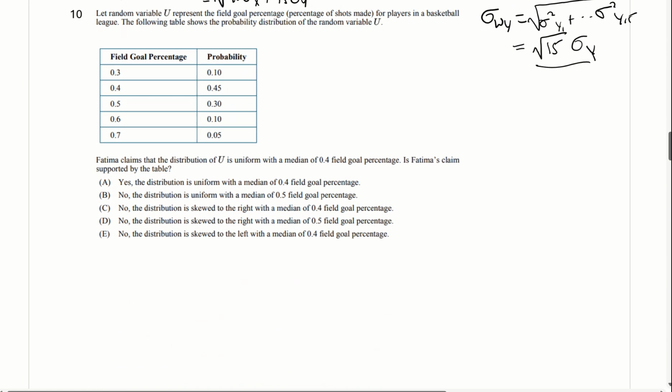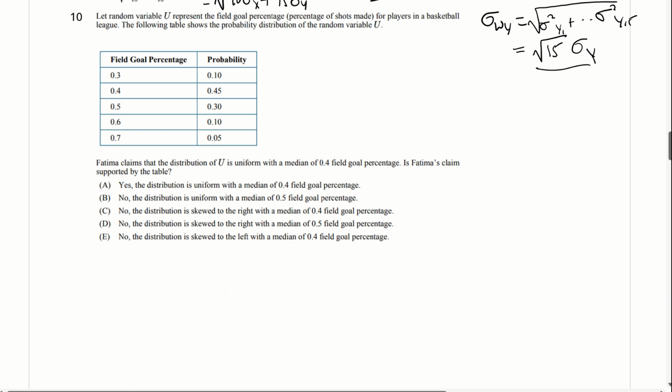All right, so number 10, let random variable u represent the field goal percentage of shots made for players in a basketball league. The following table shows the probability distribution of the random variable u. Fatima claims that the distribution of u is uniform with a median of 0.4 field goal percentage. Is Fatima's claim supported by the table?